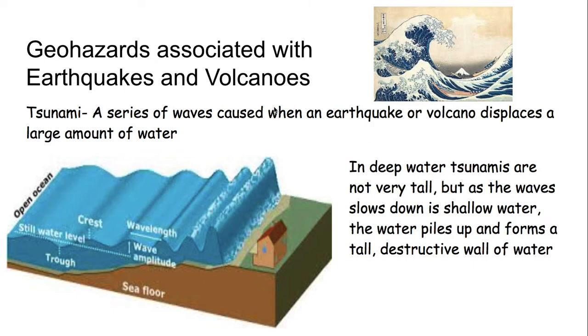A tsunami is a series of waves that can be caused by an earthquake or a volcano as it displaces water. What I mean by displace water is, pretend you have a rock and you throw it into a pond. It pushes that water out of the way. That's essentially what a tsunami is. Tsunamis are very, very dangerous. They can be very devastating.